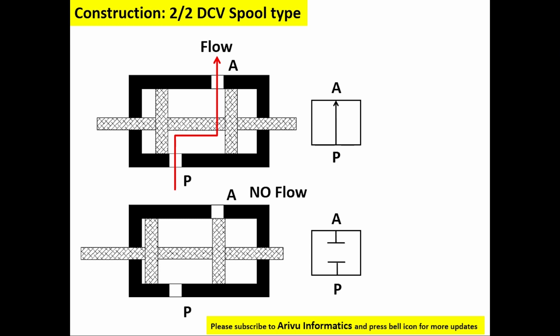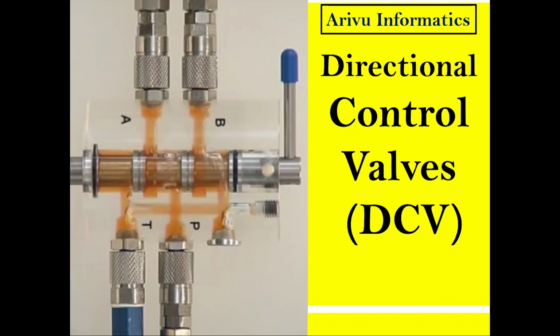Here it is even more clear that in the first diagram, the liquid flows from pump to an actuator through port P and port A when the spool is at right position. And in the second diagram, we can see it's a no flow condition. Here spool blocks the port A and prevents liquid flow. These are the two positions, as I said earlier. One is open, which is nothing but flow condition, and another one is normally closed condition. So that's all about 2x2 directional control valve.